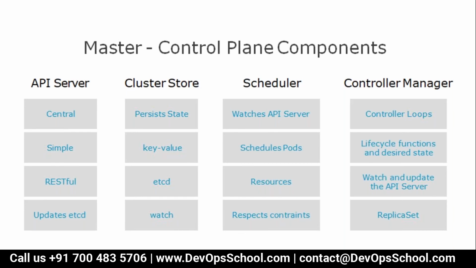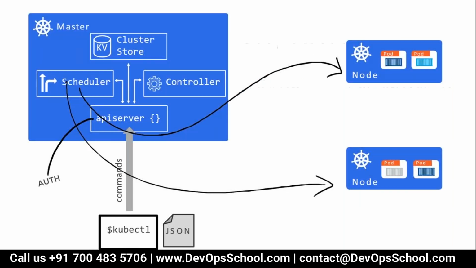What is a replica set? I'll tell you a little bit later. So in a nutshell, this is a little bit broader perspective of the Kubernetes architecture. Look at it very carefully here. Master, on top you have 4 components, and how this works I have explained to you.